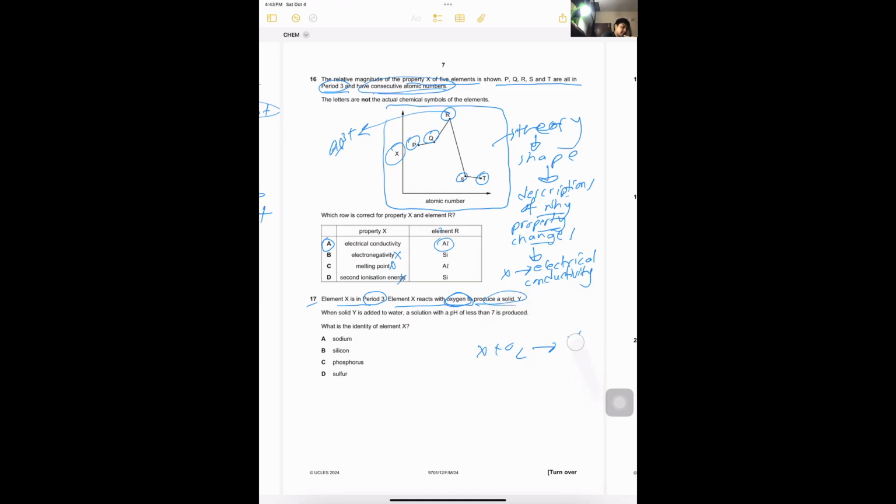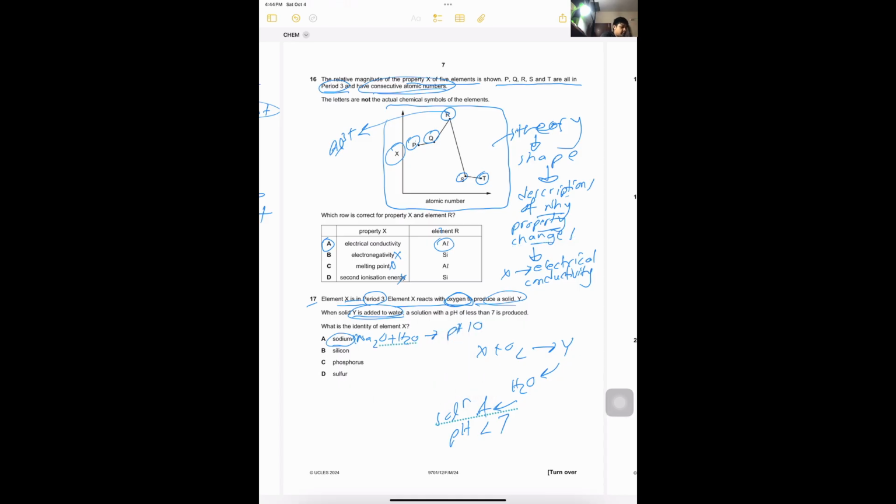In this case it is Y. When solid Y is added to water, it gives a solution of pH less than 7. So element X, if element X is sodium and is added to water, that is sodium oxide. Now when you add sodium oxide to water, it gives pH 10. So that is wrong.